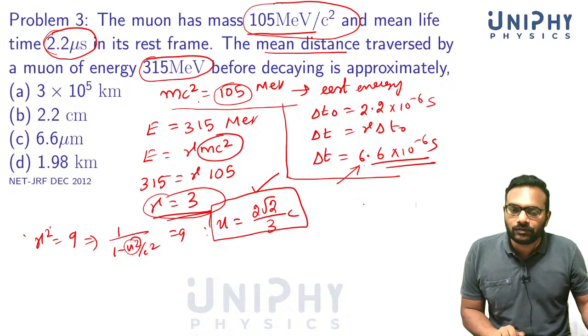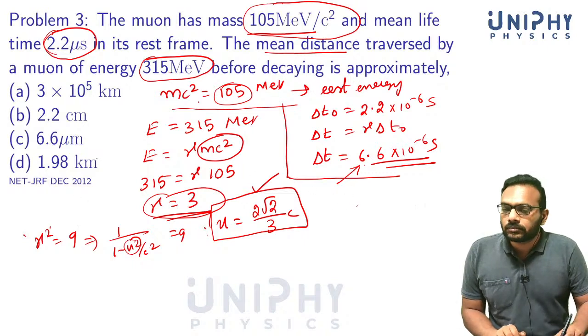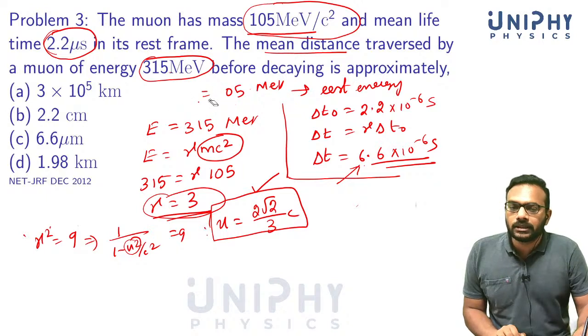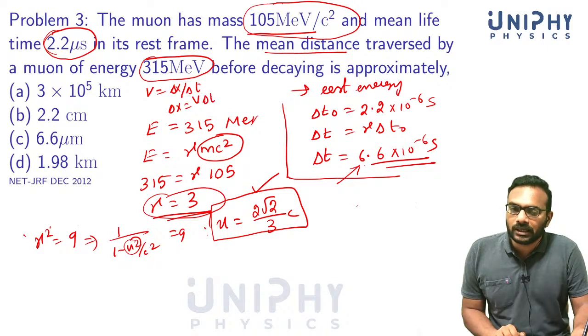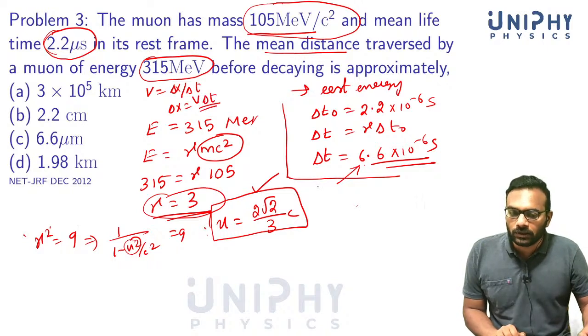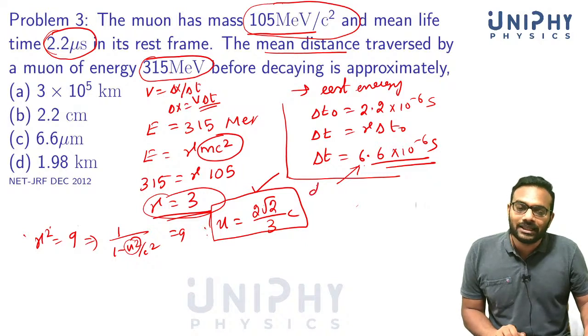Now we just find, because we know that v is equal to distance by time. So distance is equal to velocity multiplied by the time interval. We have got the velocity, we have got the time interval, you just multiply them. So the mean distance traveled would be u multiplied by delta t.